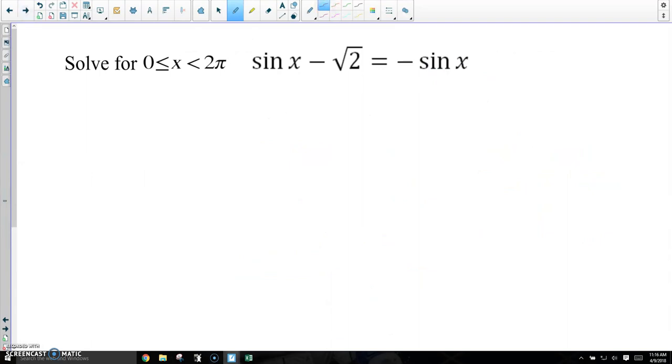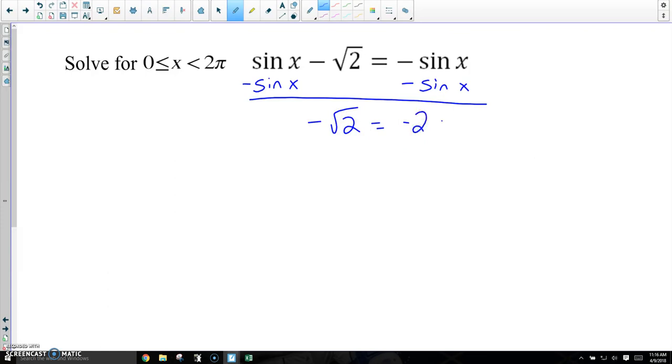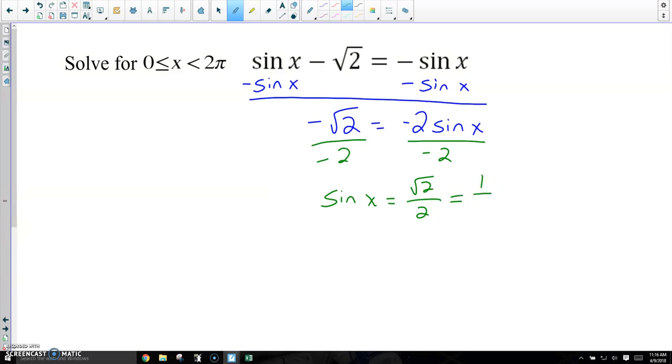Our first step here is always to get our x to one side. So I'm going to subtract the sine of x from both sides. So that gives me negative square root of 2 equals negative 2 times the sine of x. Now we want to divide both sides by negative 2. So I get the sine of x is equal to the square root of 2 over 2, which we remember from ES6 is the same as 1 over the square root of 2.